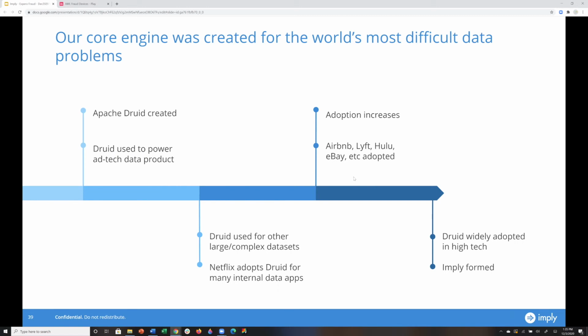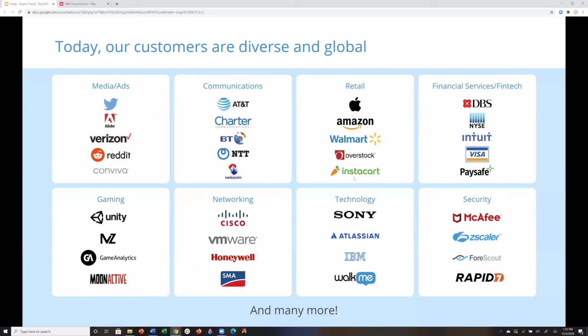And then we understood that there's a market for Apache Druid, and that's why Imply was formed by our founders. And now it's widely adopted in high tech. And you saw earlier as well that we have customers, not only tech companies, but financial and other areas. As you can see here on the next slide, we will see many different verticals that are using our product today. Media and ads, that's a very natural fit for us, communications, retail, and so on. So very big names here across different industries.